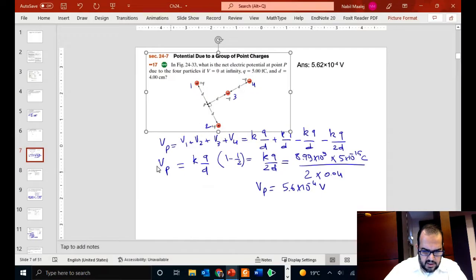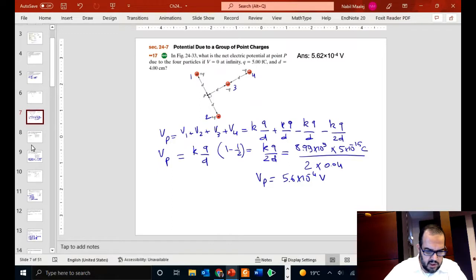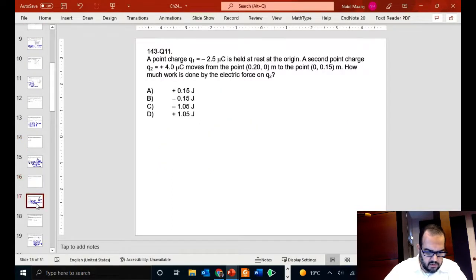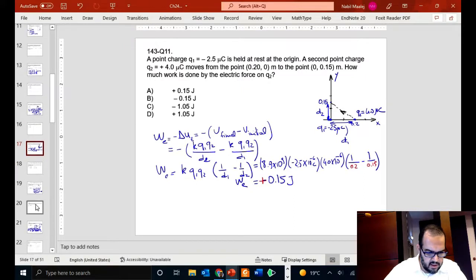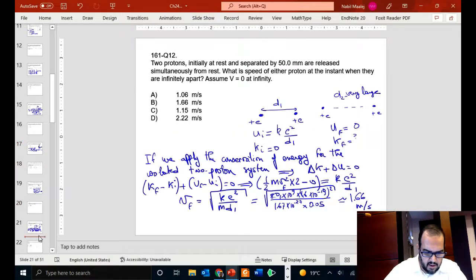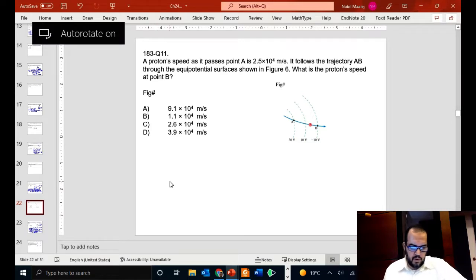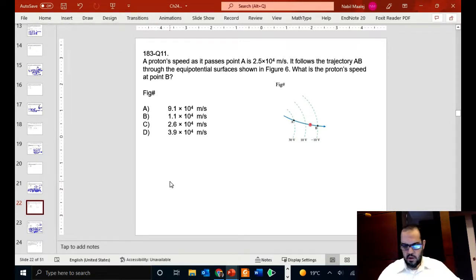Before I proceed, since one of the problems we did at the end of the last session, I'd like to show it to you again because we were going fast. Okay, so this problem: a proton passing point A has a speed of 2.5 times 10 to the power 4 meters per second. It follows a trajectory AB through the equipotential surface shown. What is the proton speed at point B?